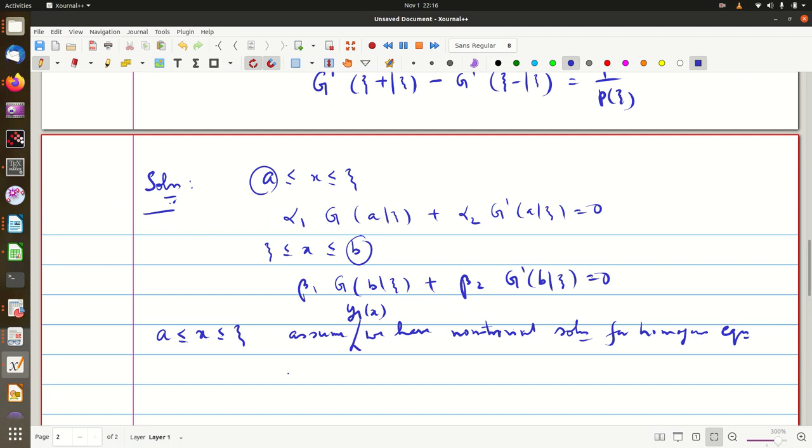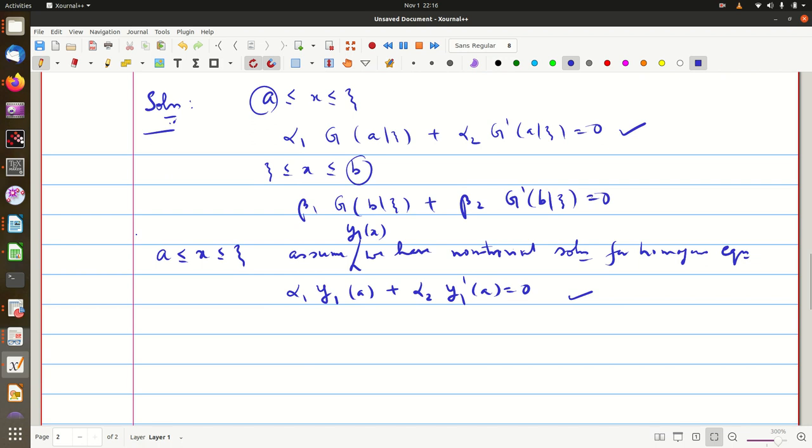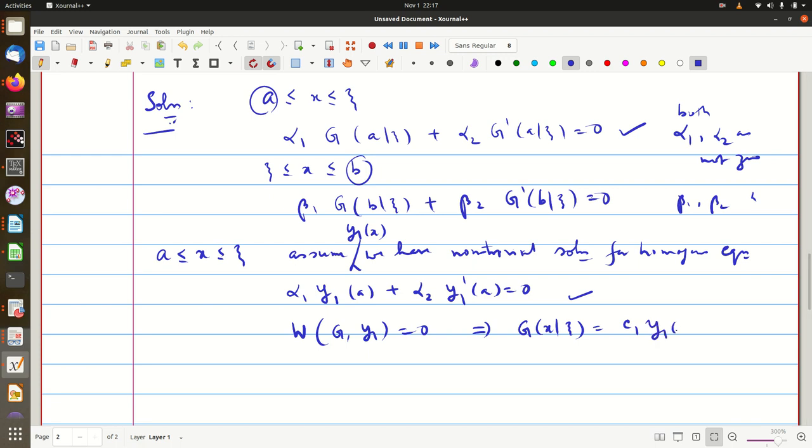So y1 of x should satisfy the boundary condition at a, similar to g. So alpha 1 y1 of a plus alpha 2 y1 dash of a equal to 0. This is a similar kind of condition, and this also should be satisfied. If these two equations have to be simultaneously satisfied, then because alpha 1 and alpha 2 are not 0, and similarly both beta 1 and beta 2 are not 0 here, the Wronskian of g and y1 should be equal to 0. What does it mean? It means that your g of x comma xi in this region has to be some constant times y1 of x, that is, linearly dependent on y1 of x.